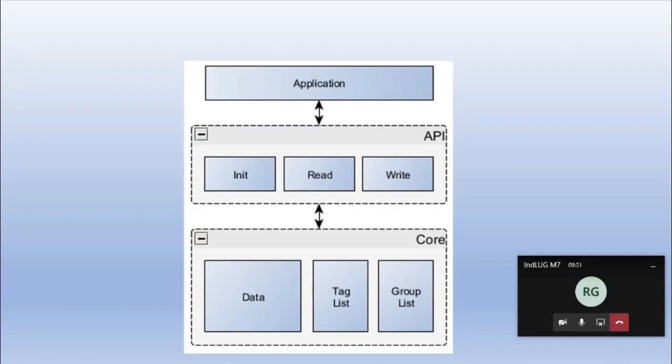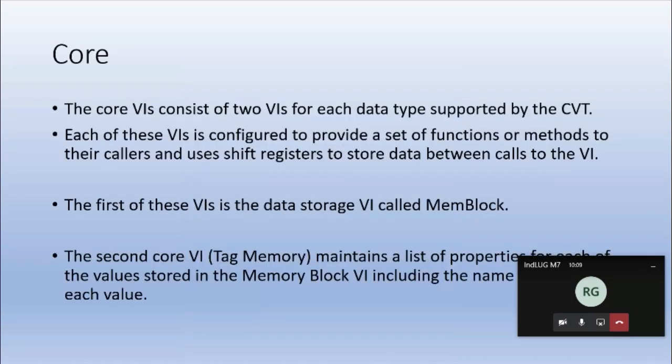So this is how they differ. The below one is the core VI. The core VI has a data, tag list and group list. The above one is the API, which has lower level functions that can read and write. We can init the data and can read and write from the main data storage. The core VI has two sets of functionality: one is called memory block, another is called tag memory.